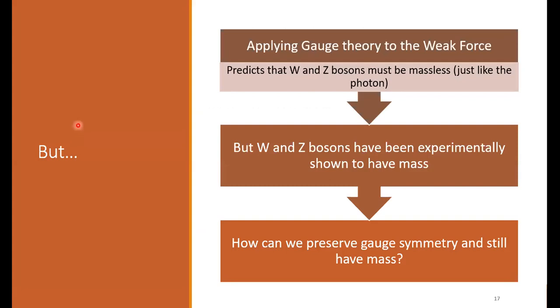Now, when we try to apply gauge theory to the weak force, it predicts that the carriers of the weak force, which are the W and Z bosons, must be massless, just like the photon is massless. But we know experimentally that W and Z bosons do have mass. They're quite massive. So this leads to the question: how can we preserve gauge symmetry and still have mass? So this is our conundrum.